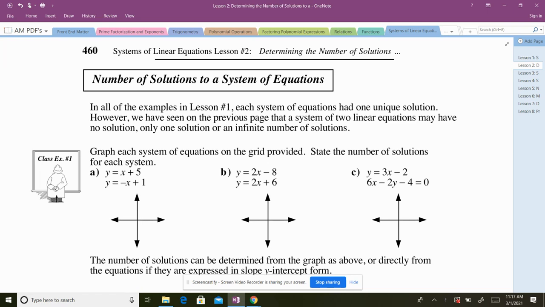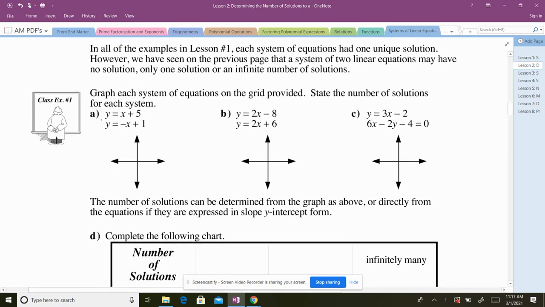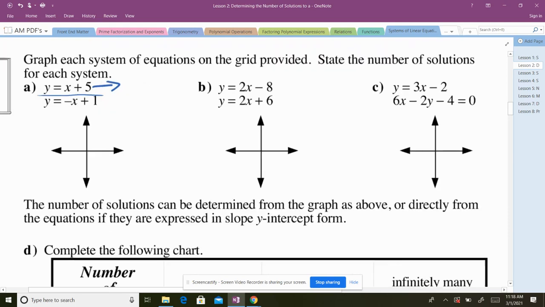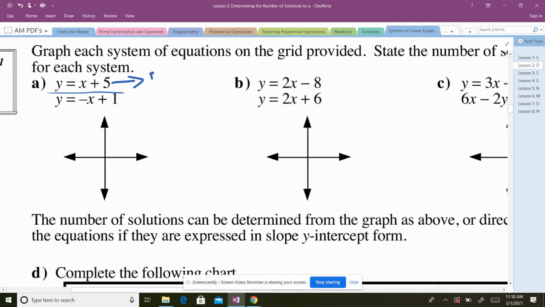So, number of solutions. This lesson is 1 page long. Here is our one system: y is equal to x plus 5, y is equal to negative x plus 1. If I sketch those on a graph, very general sketch, what is the slope and y-intercept of the first one? Yes. So our slope is 1 and our y-intercept is 5. So if I mark that on the graph, I just call that 5. Up 1 over 1, there's our second point. There's the line.